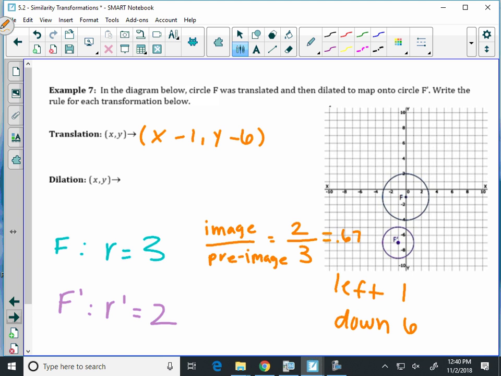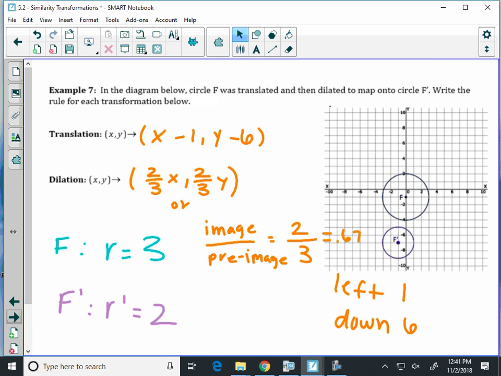So you can write the dilation rule. Remember, it's your scale factor x, scale factor y. I will accept that. Or you could have written it as 0.67x, 0.67y. I don't care, whichever one works for you. I'm fine with either. The OSC would be fine with either. So sometimes your scale factor is a little weird. It's not a nice, neat, whole number. Sometimes it's a fraction, so you just have to be careful of that.